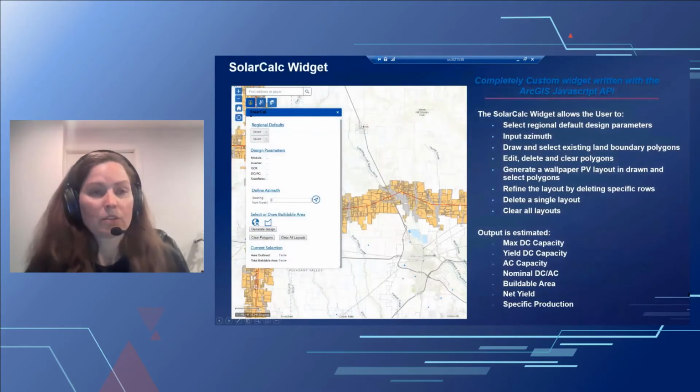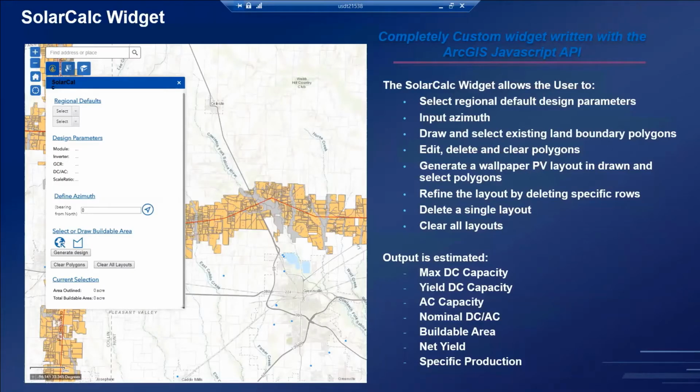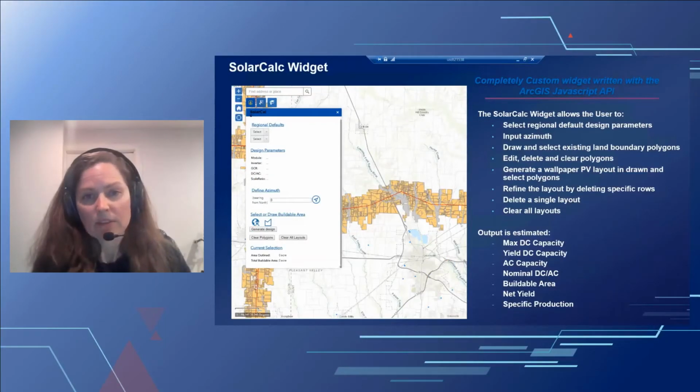The second tool is our Solarcalc widget. This widget is a completely customized widget that we built with the ArcGIS JavaScript API. We use a custom script in the background that allows us to calculate the maximum DC and AC capacities and the yield of a specific targeted area. This gives us a preview of the money that we will make essentially on a specific area and what the outputs would be in the long term.